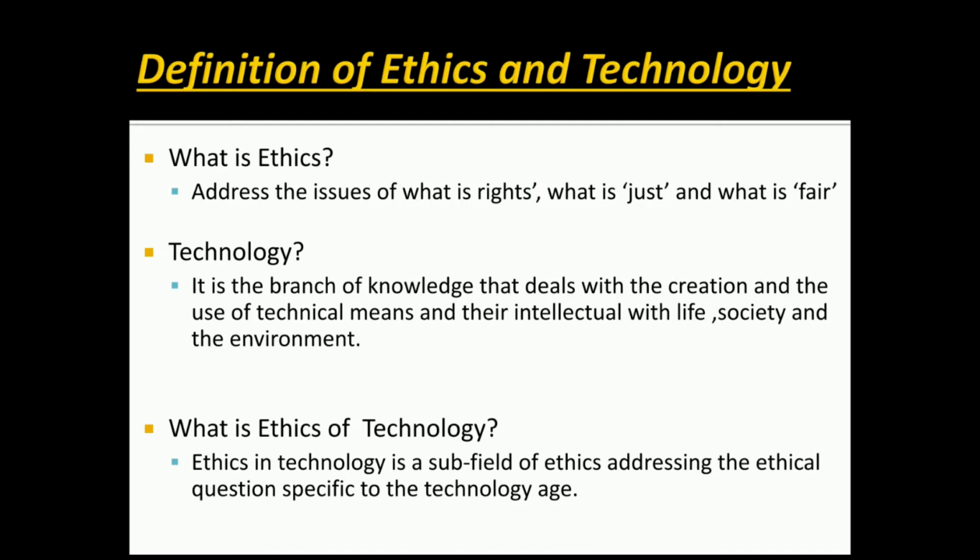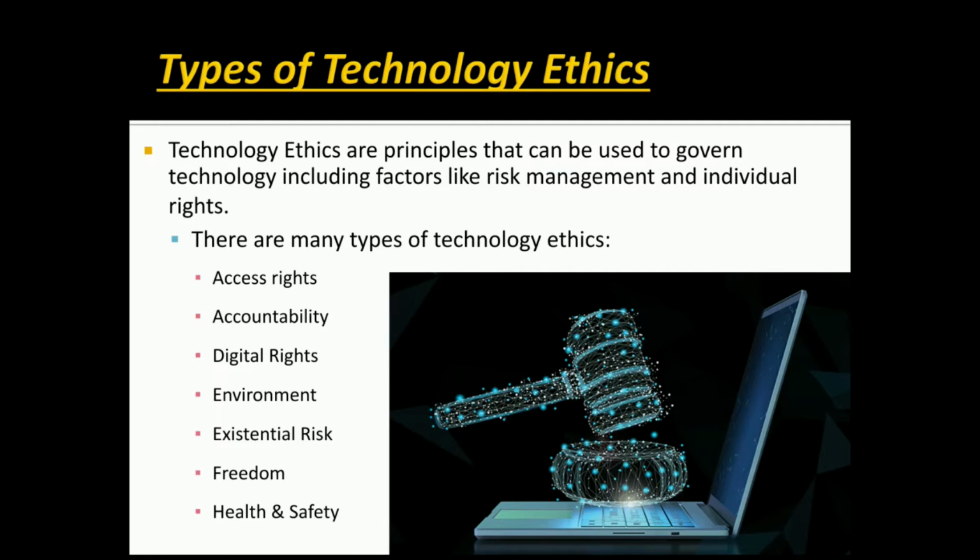And my next point is types of technology ethics. Technology ethics are principles that can be used to govern technology, including factors like risk management and individual rights. They are basically used to understand and resolve moral issues that have to do with the developments and applications of technology of different types, and there are many types of technology ethics. Number one is access rights. It means access to empowering technology as a right.